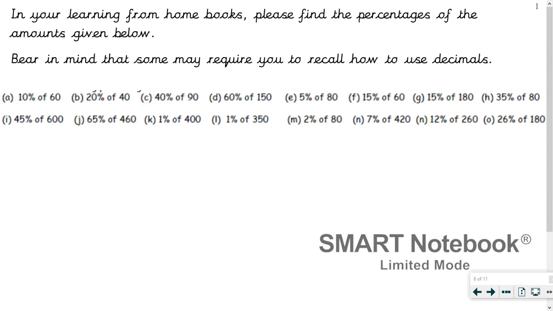So you're going to pause and have a go at see how many of those you can get in your home learning books. Once you're done, back you come and I'll explain what we're doing next. So pause it, off you go in your home learning books, please.